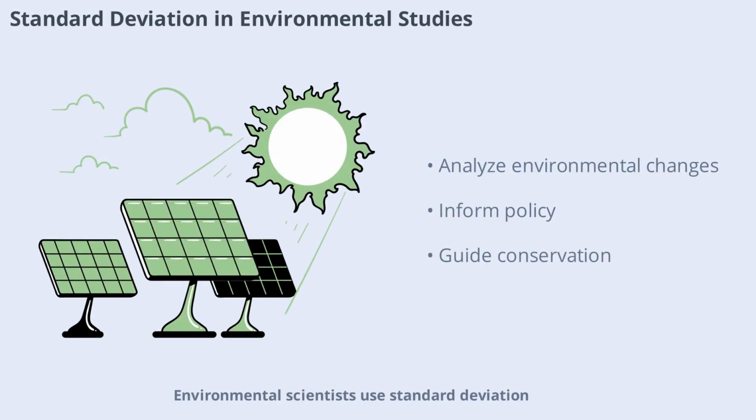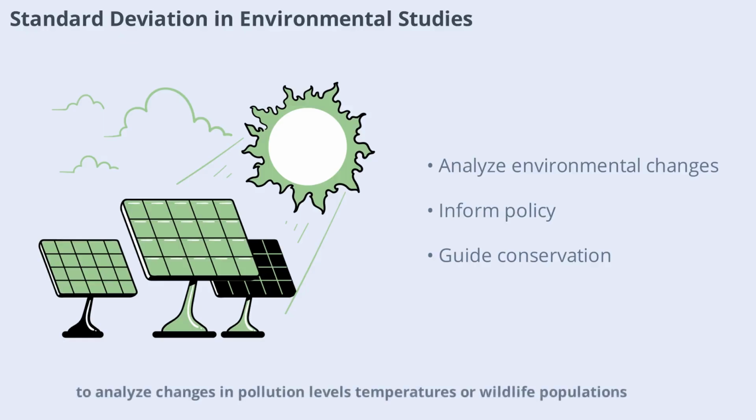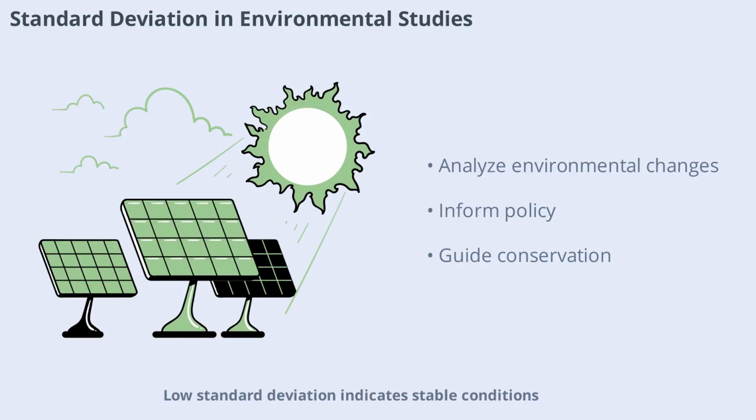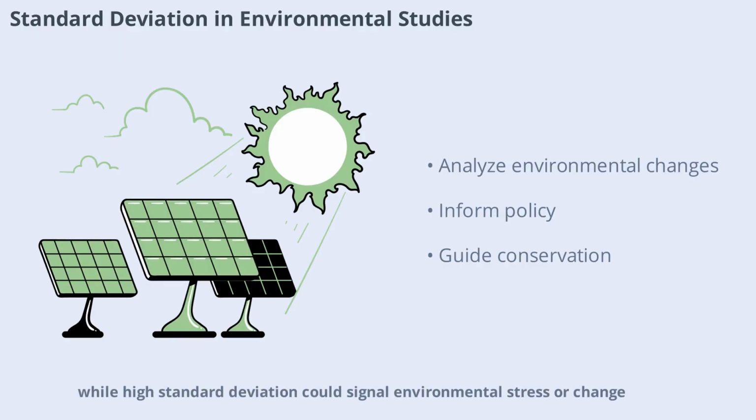Environmental scientists use standard deviation to analyze changes in pollution levels, temperatures, or wildlife populations. Low standard deviation indicates stable conditions, while high standard deviation could signal environmental stress or change. This data informs policy and conservation efforts.